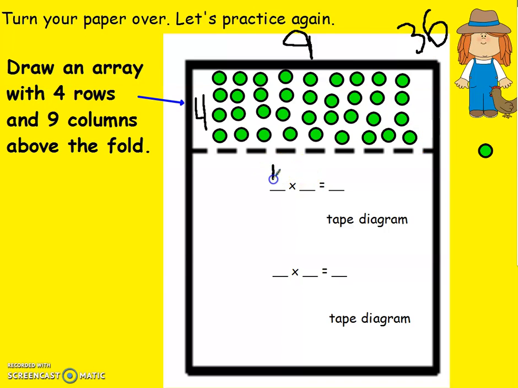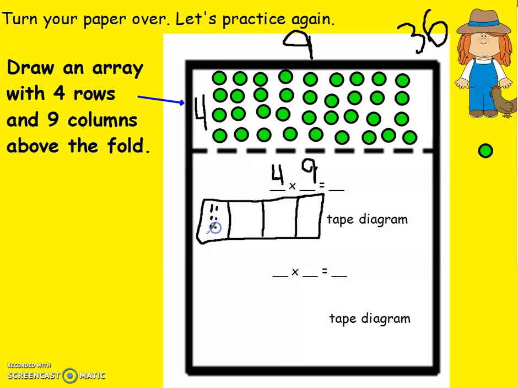So let's look right here. If I make 4 times 9, how would I draw that as a tape diagram? How many groups would we have in 4 times 9? We would have 4 groups. 1, 2, 3, 4. And how many would we have in each group? 9.